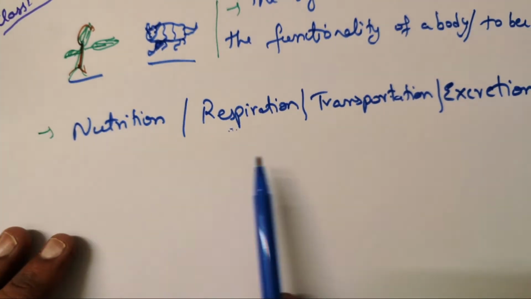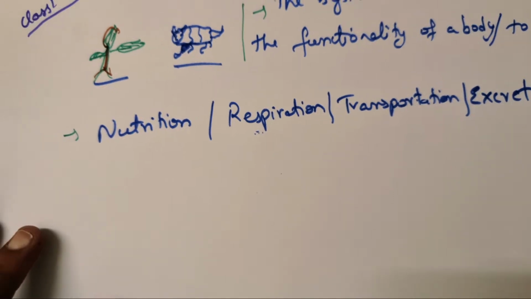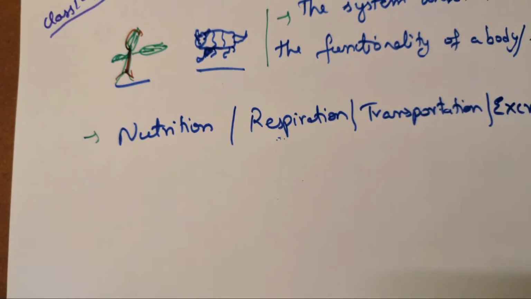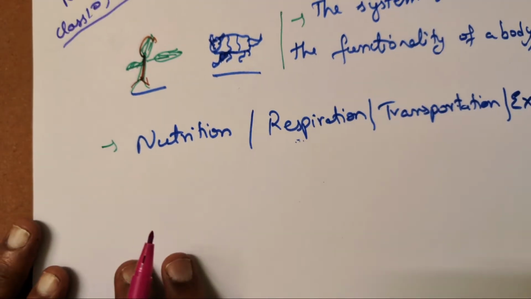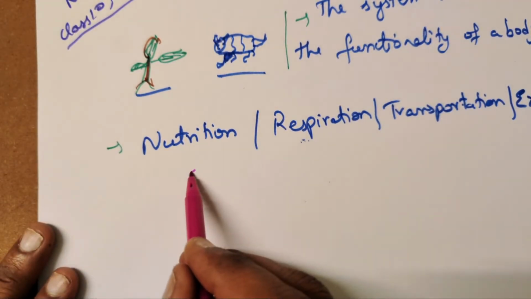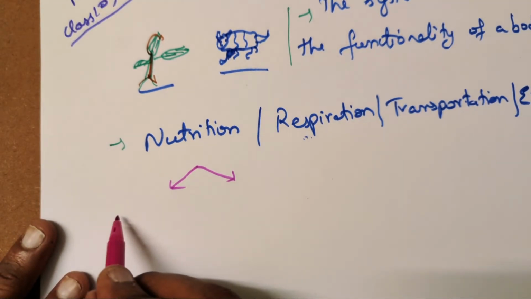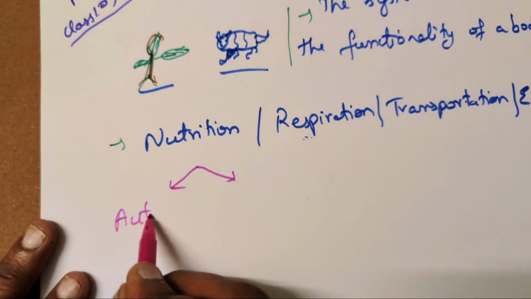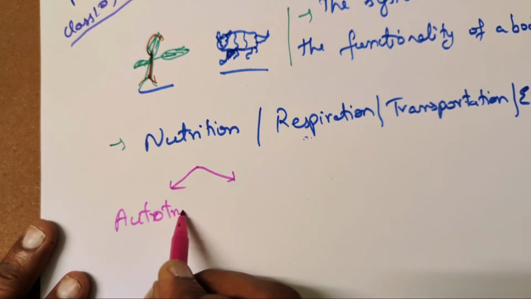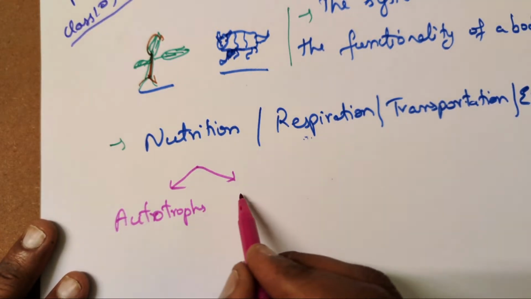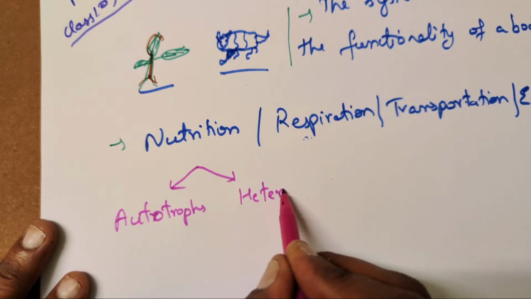So let's see each and everything. First we'll cover nutrition. Before that, nutrition has 2 types, which are autotrophs and heterotrophs.